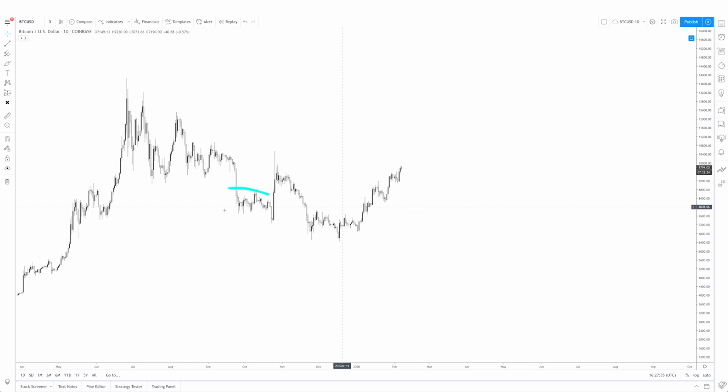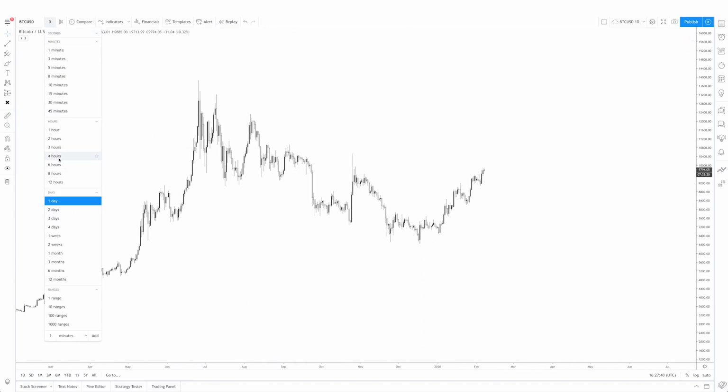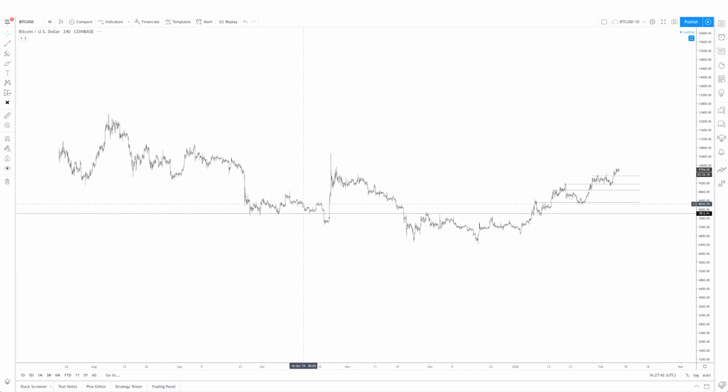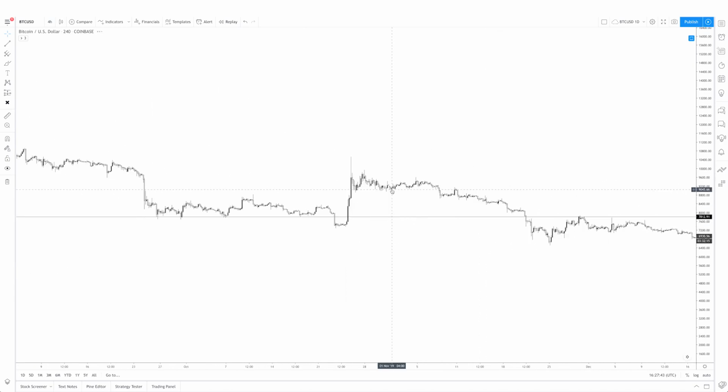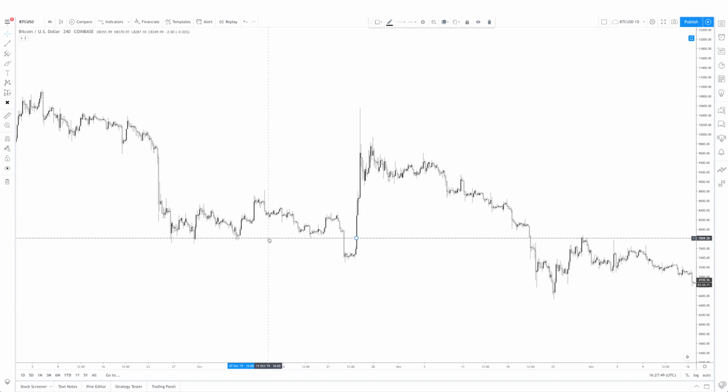Let's take this area right here. I'm going to drop my time frame, and I'm going to look at this particular point in time. Let's clean the chart up, erase that.